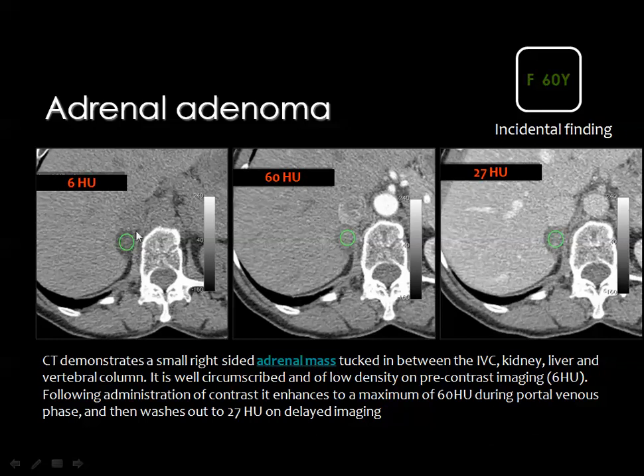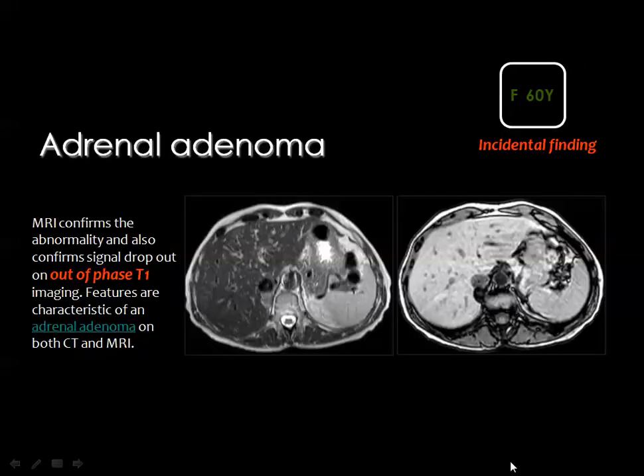And the pre-contrast density is around 0, plus 10, minus 10. After contrast injection, the gland will enhance similar to any other structure, but in the delayed scan, the gland will wash out the contrast by more than 60% compared to the initial post-contrast scan. And here is an example of adrenal adenoma on the right side.